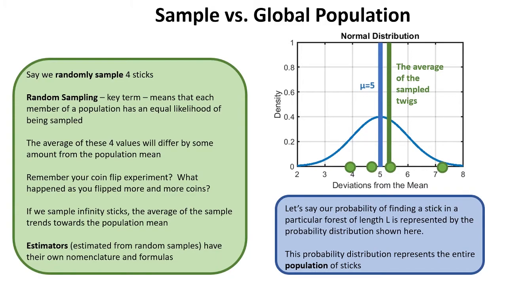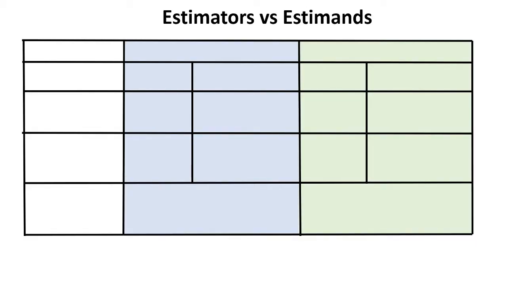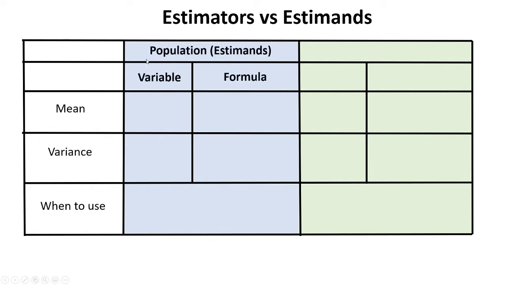The next thing we'll talk about is that estimators have their own nomenclature and formulas in some cases. So I made this helpful table for you. We have our mean and our variance and when to use them. And over in this column in blue, we have our population estimands, both the variable and the formula that you use. So for mean, it's what we saw last time. It's mu, and it is the formula we saw last time, which is adding everything up and dividing it by the total number. For variance, we have sigma squared, and 1 divided by n, and then you add up all of the squared differences between the mean and each point.